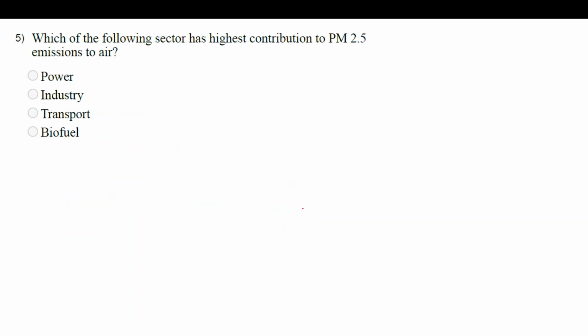Now the next question is: which of the following sectors has the highest contribution to particulate matter 2.5 micron emission to air? So the correct answer is transport here.